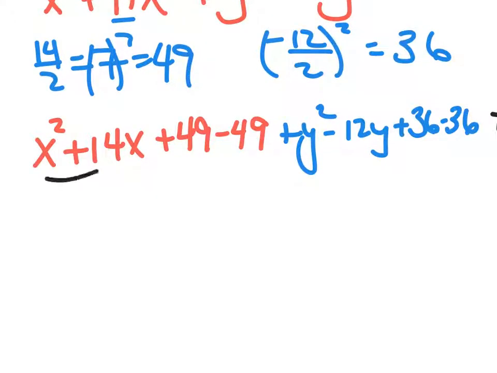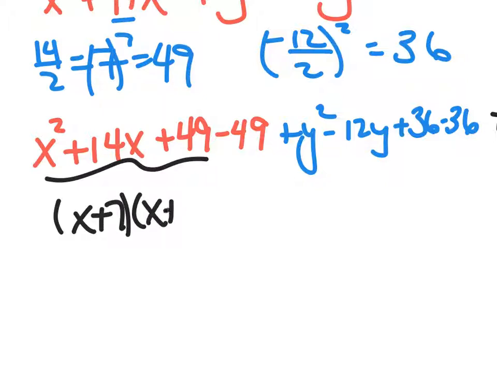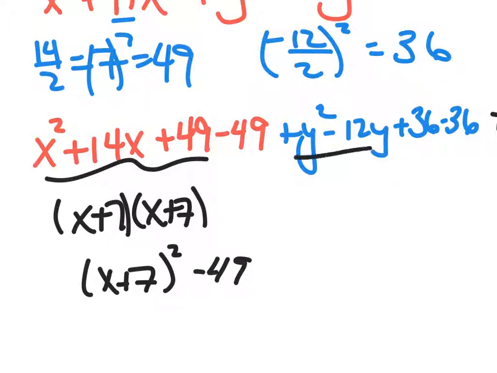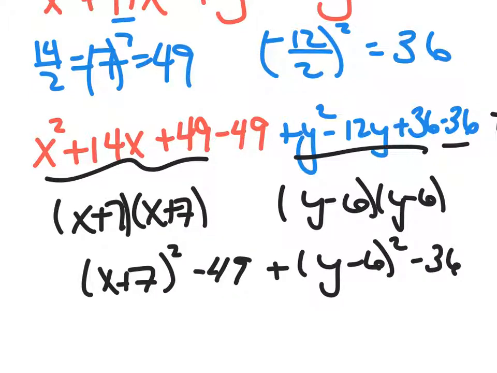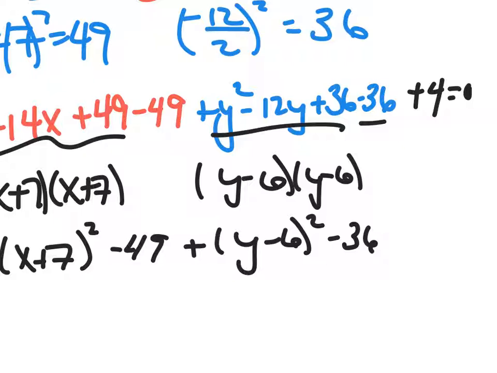Okay, we'll take those first three terms. So that's really x plus 7 and x plus 7. So that's x plus 7 squared minus 49. Take the next three terms. That's y minus 6 and y minus 6. So that's going to be plus y minus 6 squared minus 36. Still have a plus 4 equals 0.